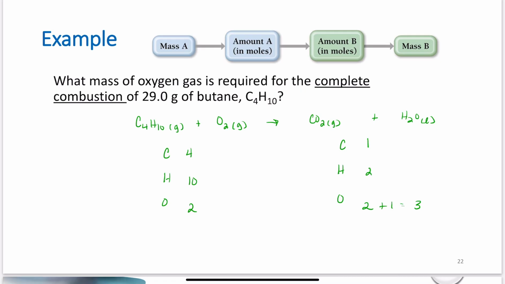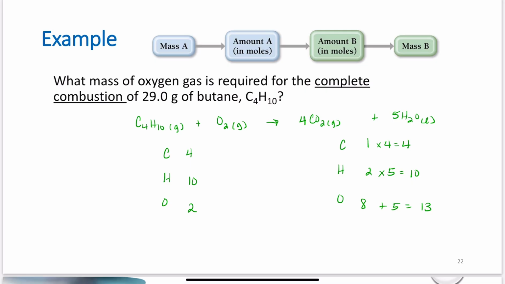Balance everything except oxygen first, just in case. I don't know if we need a fraction or not. I won't know until the end. So carbons first, put a 4 over here. That gives me 4 CO2s, which changes this to 8. Hydrogen's next. I need 10 of them, so I need to multiply this by 5 to get 10. So that gives me 8 plus 5, which is 13.